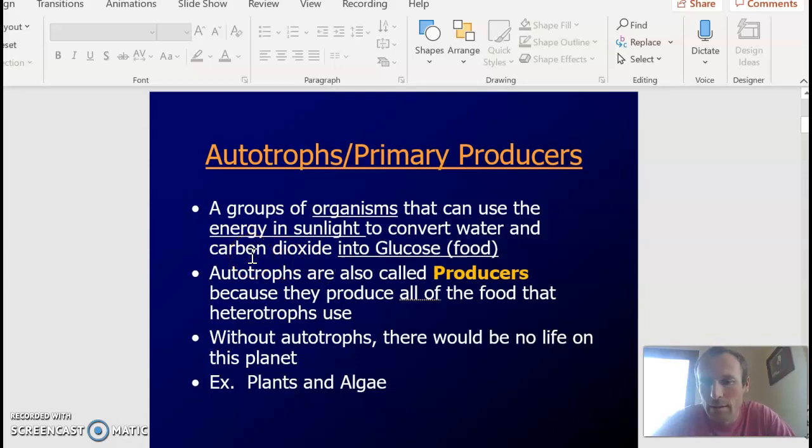And that process is critical for life on Earth because it allows other organisms to consume the plants, because the only organisms that can actually get energy from the sun are plants. And so we need plants. The more plants we have, generally the better and more productive an ecosystem. Autotrophs are also called producers because they produce all of the food that heterotrophs use, which we'll talk about in just a second. So key idea here, no autotrophs, no life. They are the link between harnessing energy from the sun and providing the foundation for a food web.